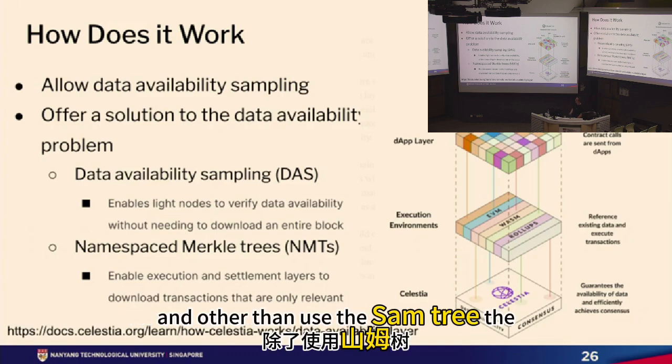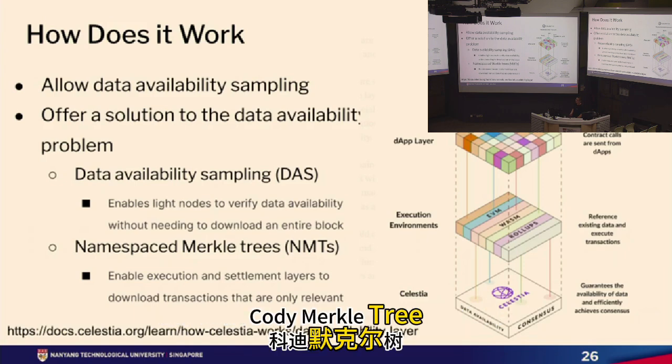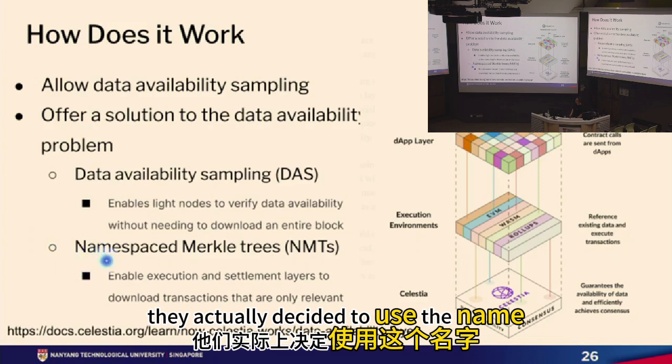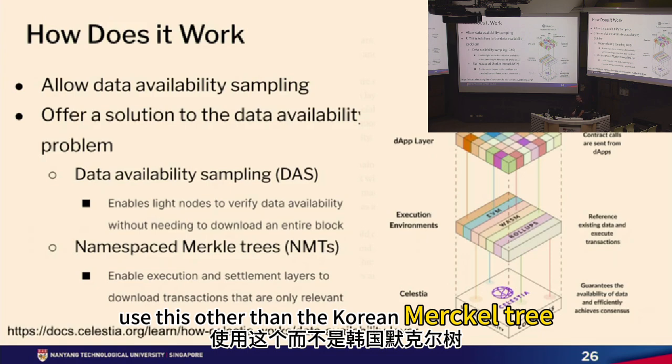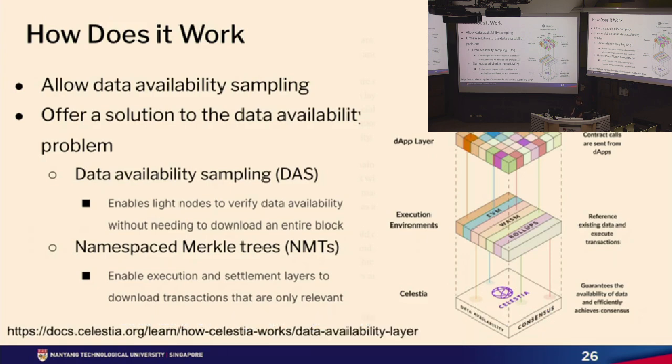And rather than using the CM tree, the coding Merkle tree, they decided to use the namespace Merkle tree. Later on, we're going to discuss why they use this rather than the coding Merkle tree.